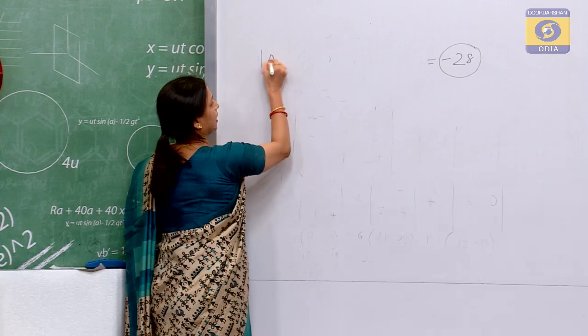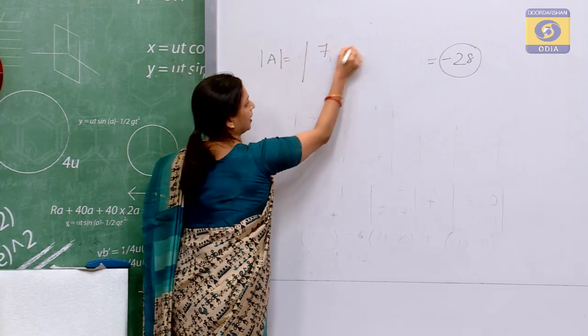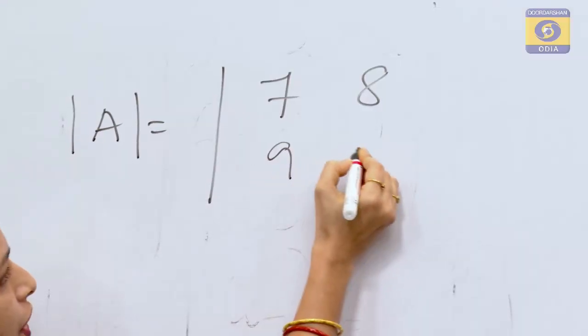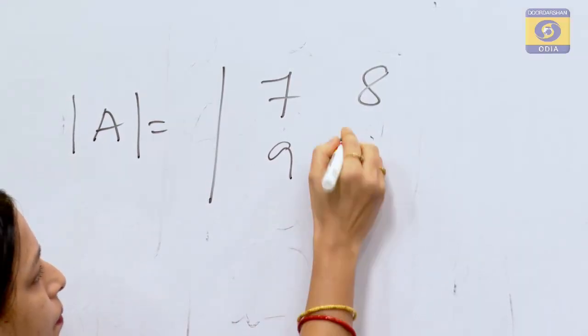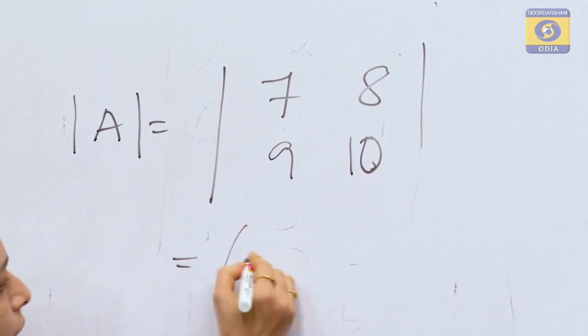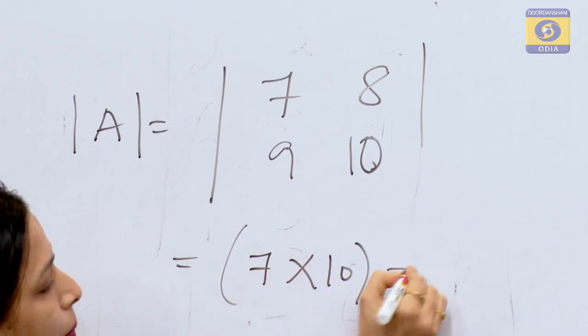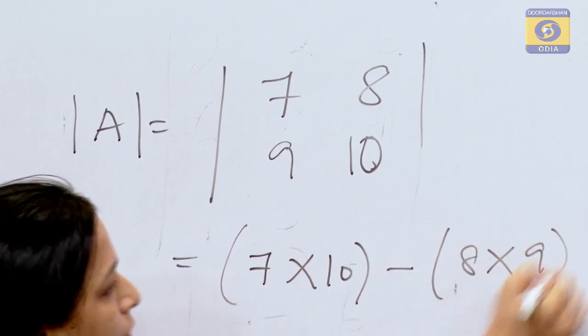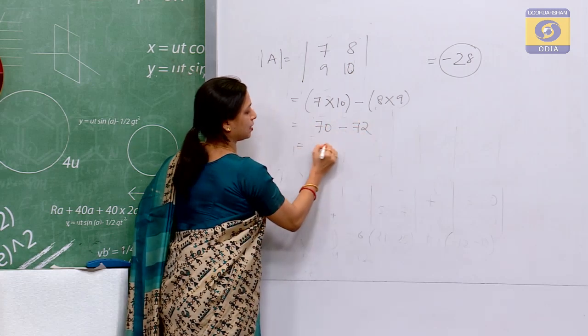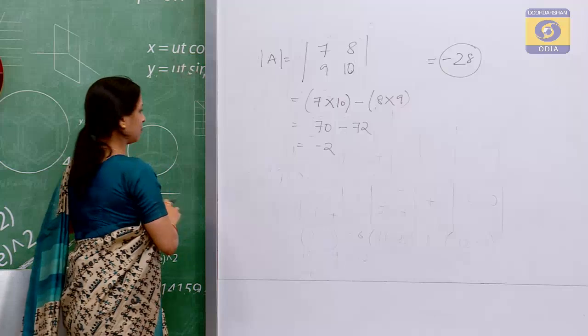Let me take the same example 7, 8, 9, 10. I am taking an order 2 determinant for simplification. How to find out the value of a second order determinant? We have already discussed: 7 into 10 minus 8 into 9. So, that is 70 minus 72. The answer is minus 2, right.